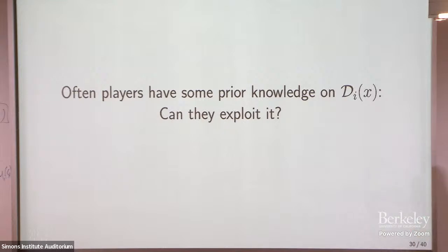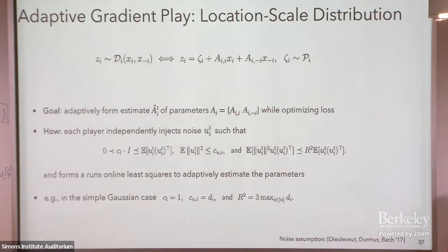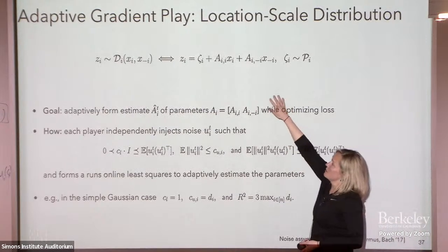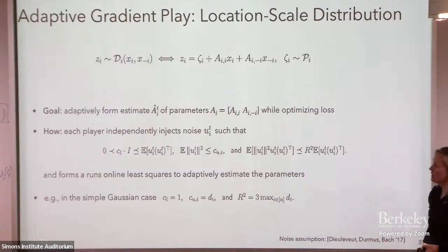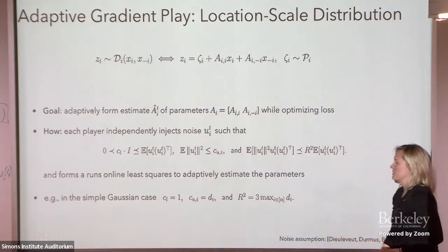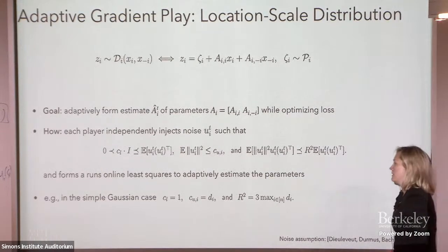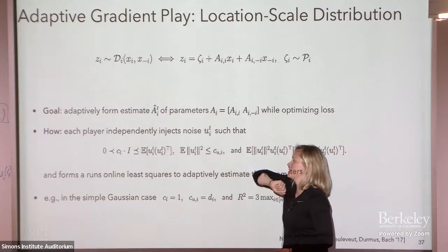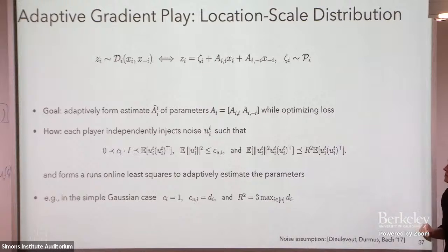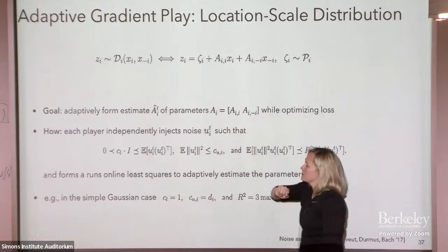So the second algorithm class is going to try to exploit some knowledge of the underlying distribution. Again, we're going to appeal to this location-scale family where it is the location parameter that is dependent on X. Here, players are going to adaptively form estimates of these matrices A that affect their decision-dependent distribution. The way that they do that is by injecting noise such that the online least squares problem actually converges. So they're going to form an online least squares problem to estimate those A.